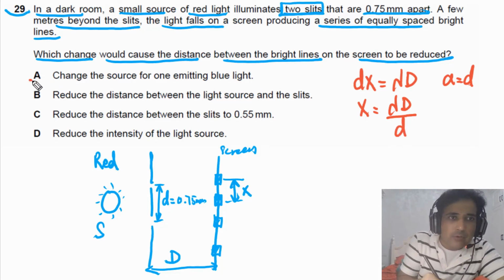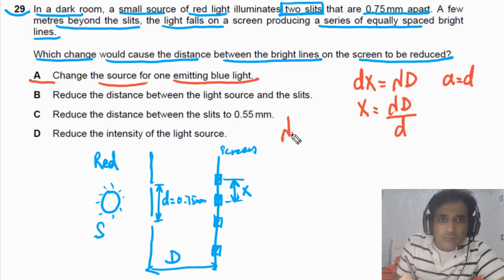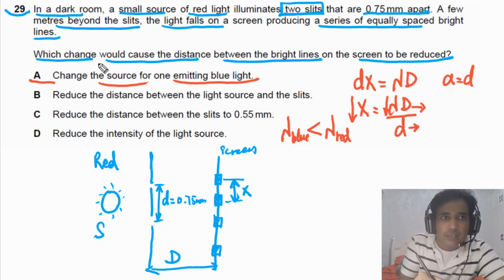Now if you look at option A, it is given to us to change the source for one emitting blue light. Lambda of blue light is smaller than lambda of red light, so we can write red light here. Now if lambda goes down, it means x will decrease, if we keep d the same and capital D the same. And this is what we need to find out. So the answer for this question is A.